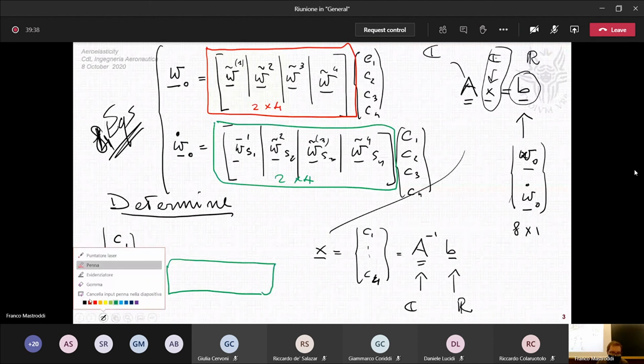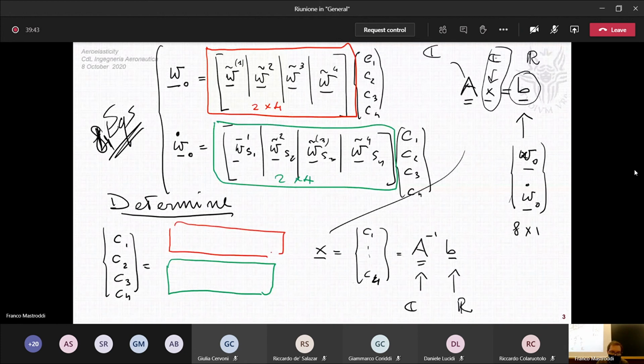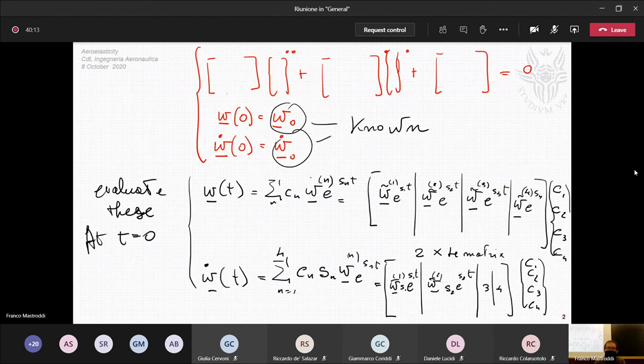And here you should have this and this, and this final matrix here is to the minus 1 applied to our initial condition. And this is the way for obtaining these four coefficients. If you have these coefficients, put them here, and you have the time solution.